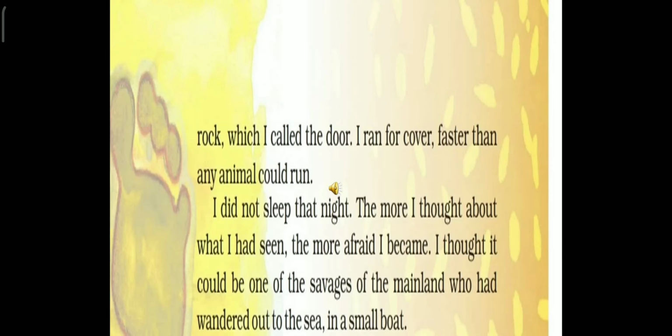So, I thought it could be one of the savages of the mainland who had wandered out to the sea in a small boat. Now, students, just give it a thought. Why do you think the savages would be coming out to the sea? Why are they not staying in their island, okay, in their piece of land? It may be because they were coming out to the sea in search of some kind of food, some kind of fish. All right, and they came in a small boat. So Robinson Crusoe must have seen some proof of that. That is why maybe he's so very sure that they came in a small boat. All right, we'll see what happens next in the next video.